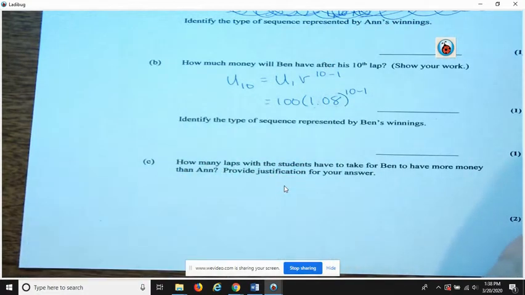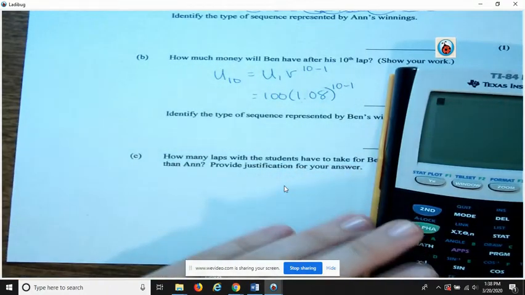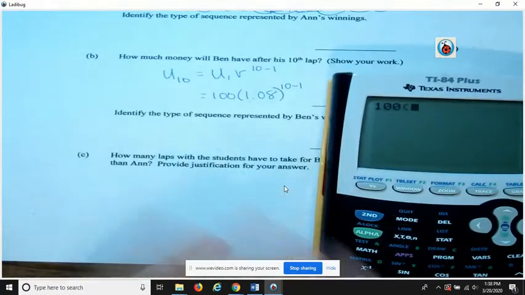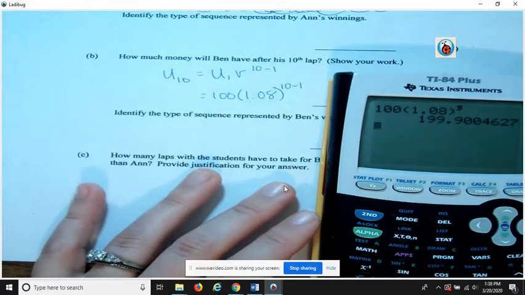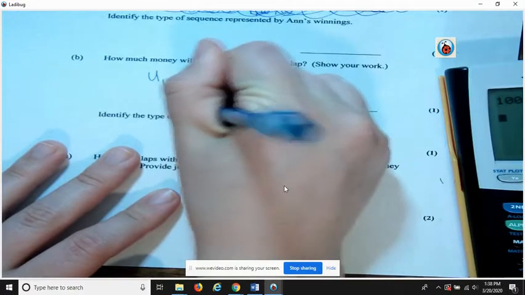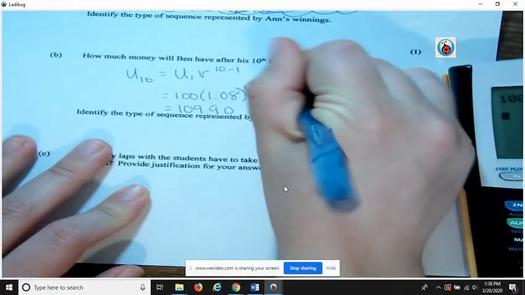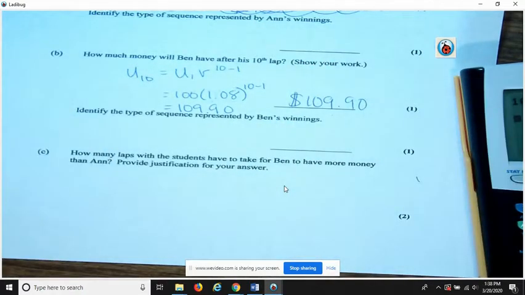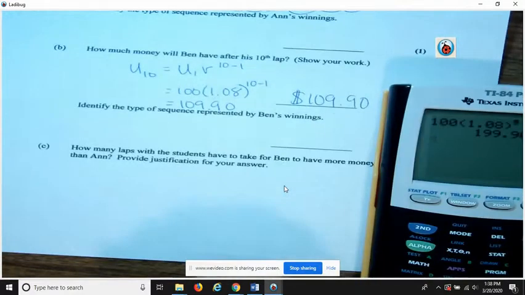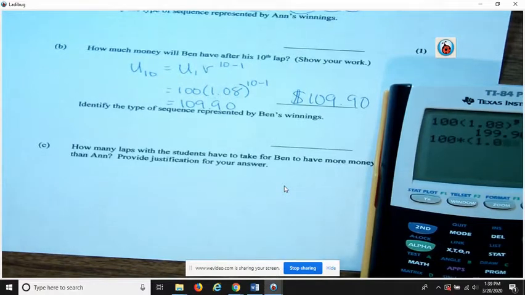And so when we calculate this value, we should have 100 times 1.08 to the 9th power, and this will give us $199.90, which is how much he made after the 10th lap. If you think about it, you take 100 and multiply it by just 1.08, adding 8% more, that's only $108.